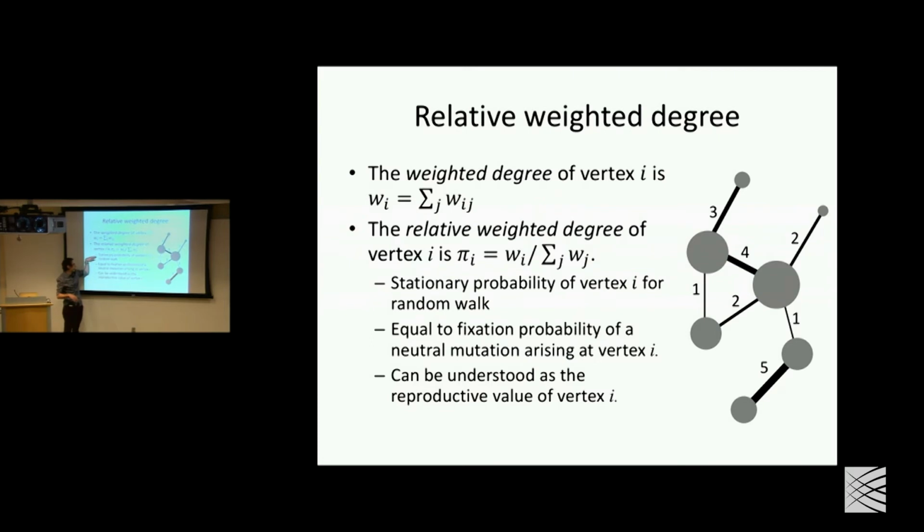It turns out to be the stationary probability of the vertices under random walks on the graph. And we'll see random walk theory come up in our methods. It also turns out to be equal to the fixation probability of a neutral mutation arising at a vertex. Right? So a neutral mutation arising here has 9 over 2 times the fixation probability of one arising here. And we can also understand this relative weighted degree as the reproductive value of a vertex. So it's more important to capture one of these high degree vertices in terms of sweeping to fixation.